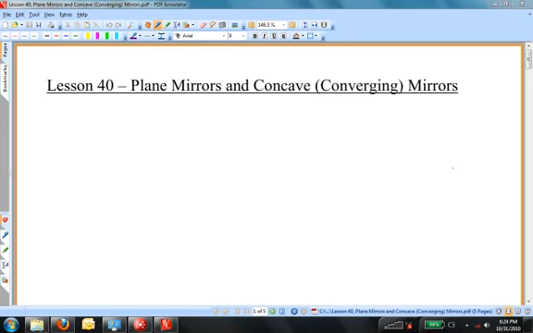Hello again, and welcome to Advanced Physics for High School Students. This is Lesson 40, and it is entitled Plane Mirrors and Concave or Converging Mirrors. We'll begin with a demonstration of sorts.